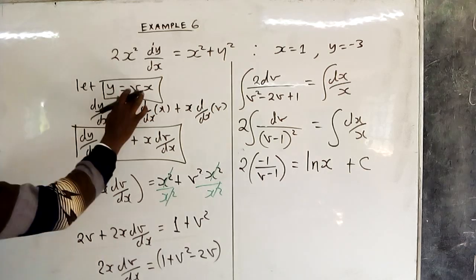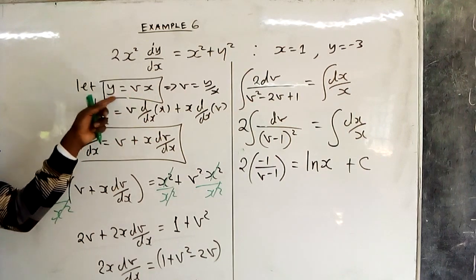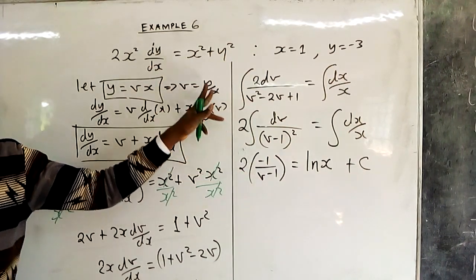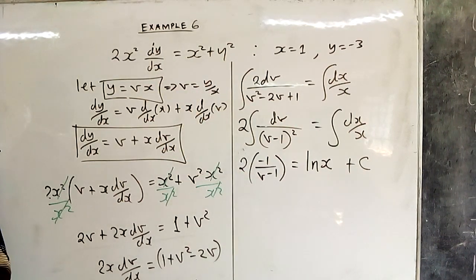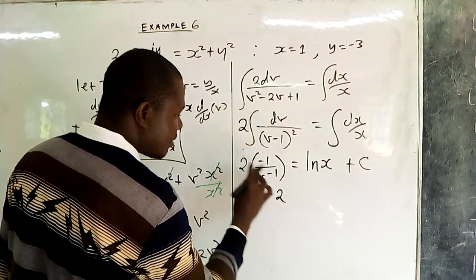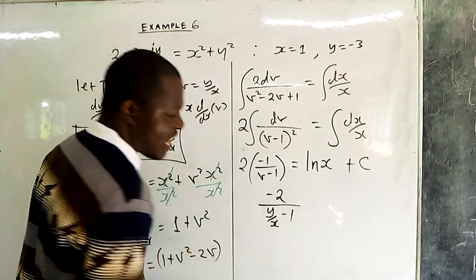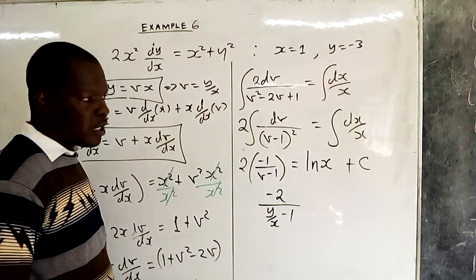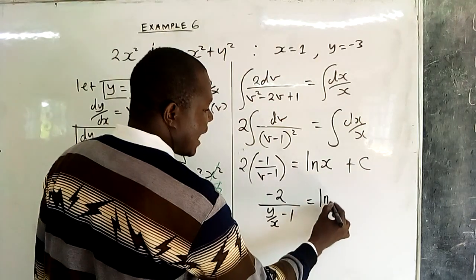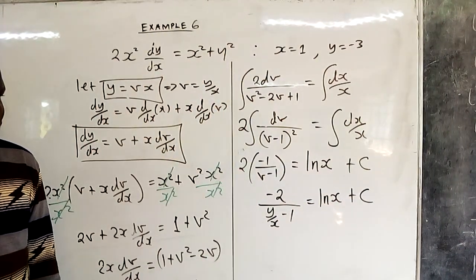So if y is vx, then it implies v is y over x. You divide both sides by x to get v, meaning where there is v, you put y over x, isn't it? So what do we have here? We have negative 2: 2 times negative 1 is negative 2 over v minus 1. V is y over x, isn't it? Equal to ln of x plus c.